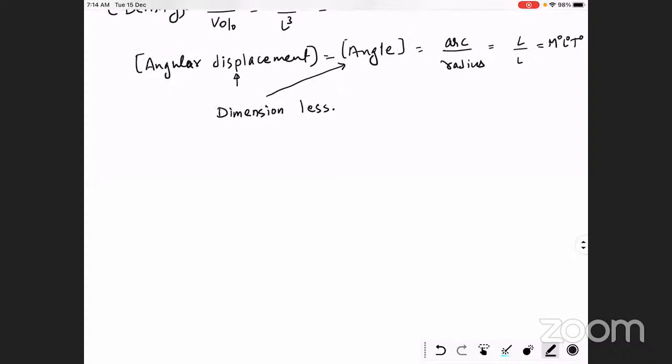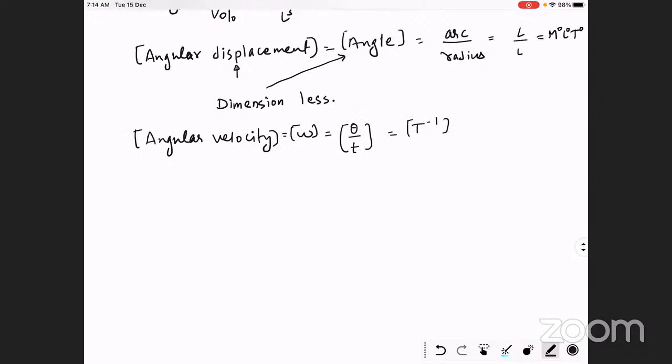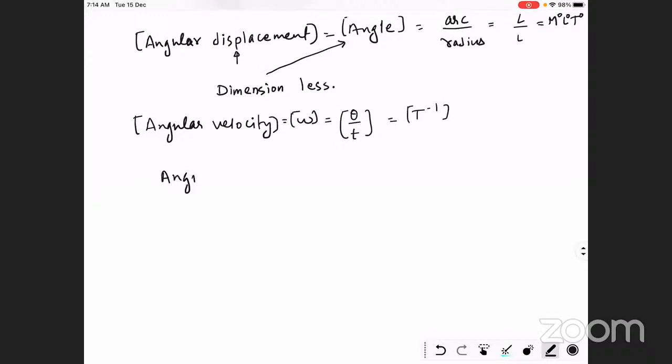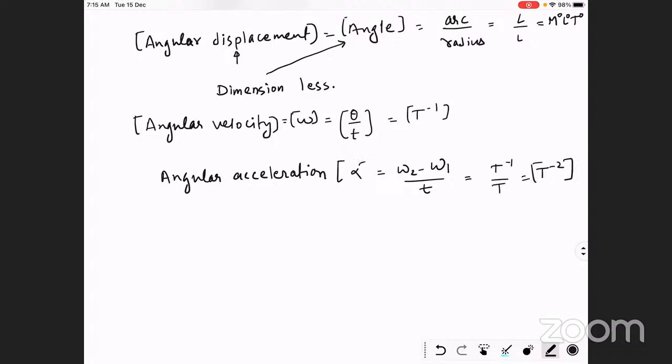Can you tell me the dimensional formula of angular velocity? Angular velocity? T to the power minus 1. Angle upon time. The dimensional formula of angle is dimensionless, so T power minus 1 only. That's it, because theta is dimensionless. Could you understand that? Okay, now tell me the dimensional formula of angular acceleration. Alpha: T power minus 2. Omega by t, so T minus 1 upon T, so T power minus 2. Dimensional formula of angular acceleration.